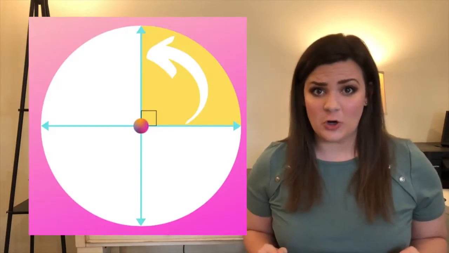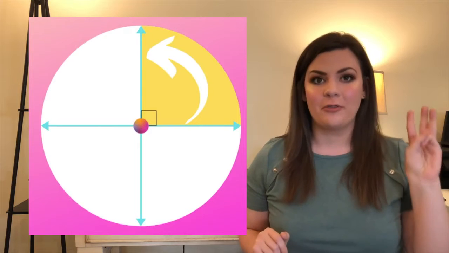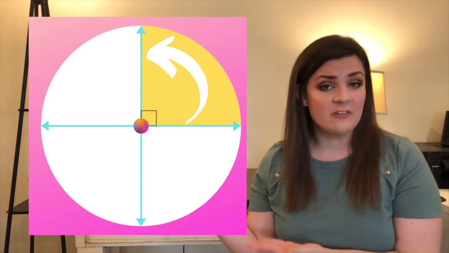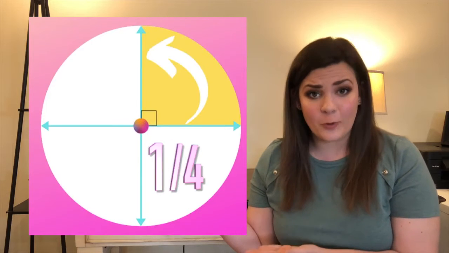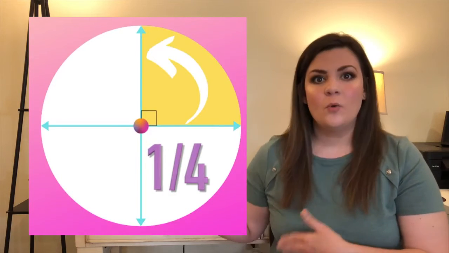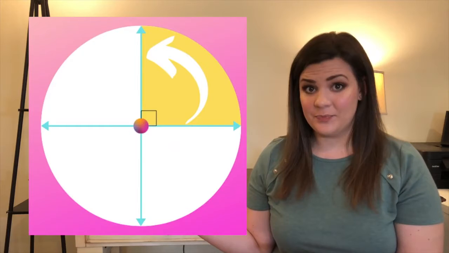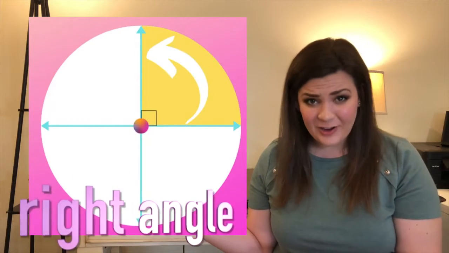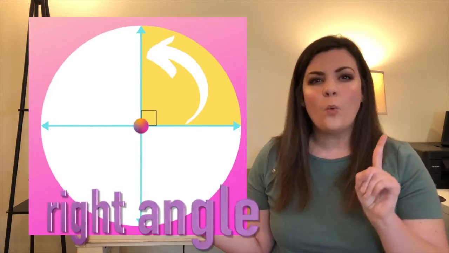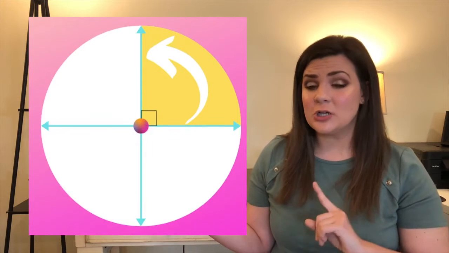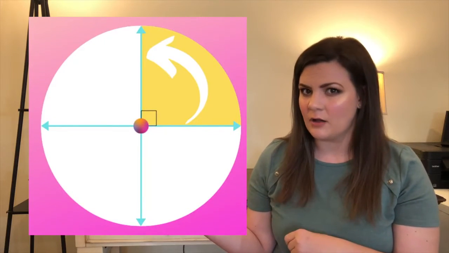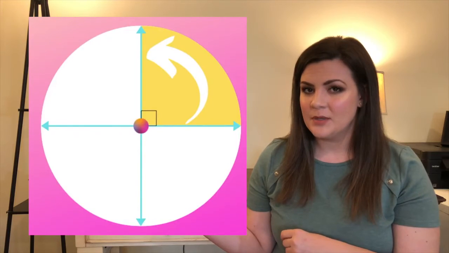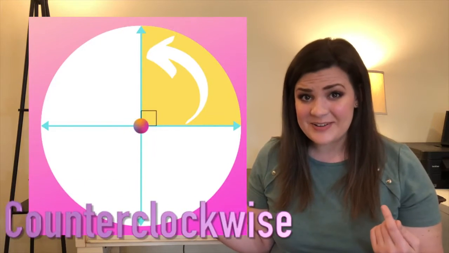It's your turn again. Check out this circle, but this time I want to know 3 different things. What fraction of this circle is shaded? Did you say 1/4? Awesome. What kind of angle does this make? Did you say a right angle? Awesome. What direction does it look like this angle is turning? Clockwise or counterclockwise? Did you say counterclockwise?